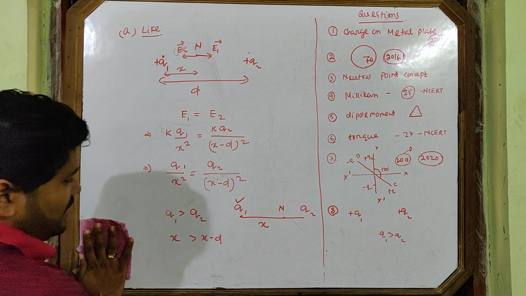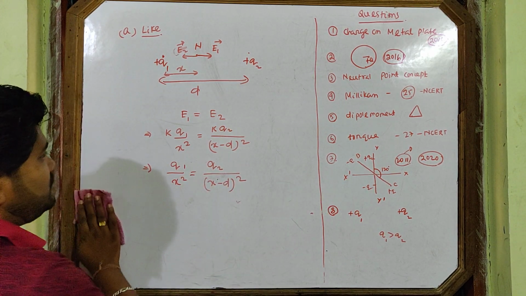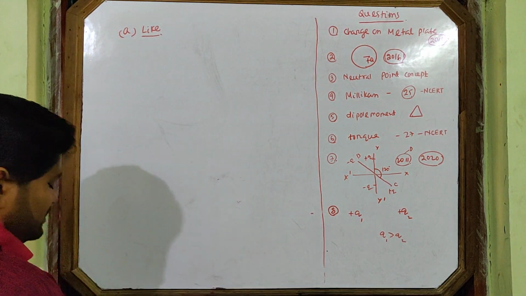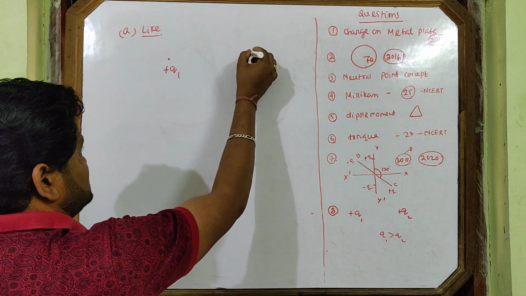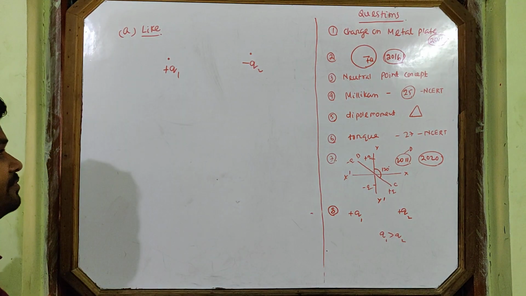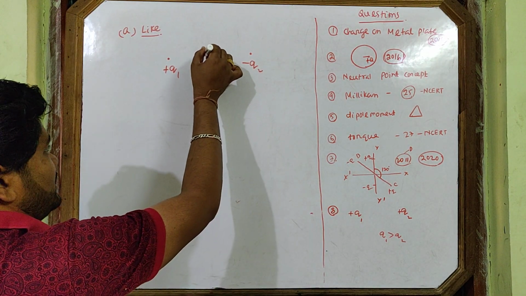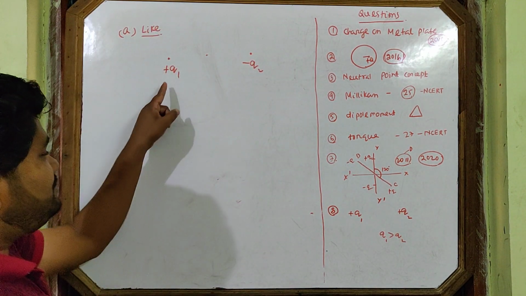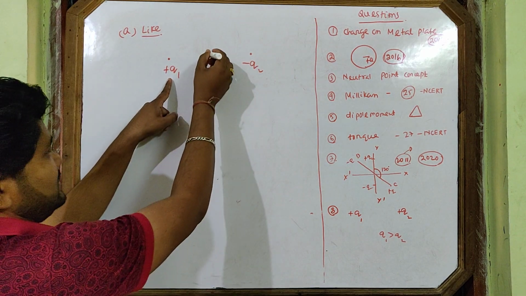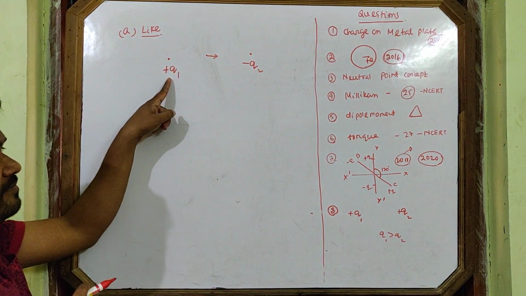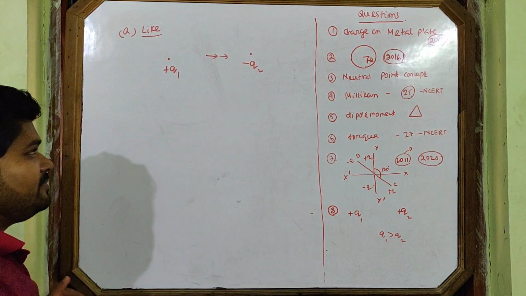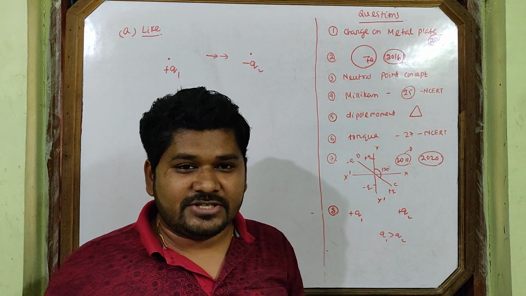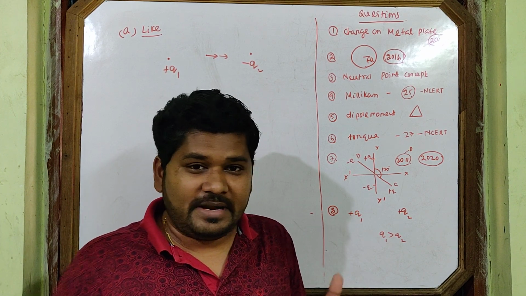Now let us see what will happen. Let us come to unlike charges. Suppose this is plus q1, this is minus q2. If I take a point here as the neutral point, what will happen? Plus q1 gives the electric field to this side, away. Minus q2 electric field will be towards. Is there any chance of cancellation? No, because they are in the same direction.